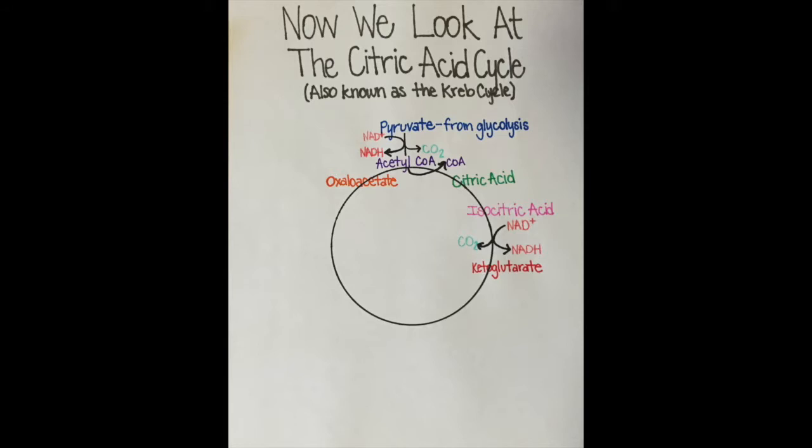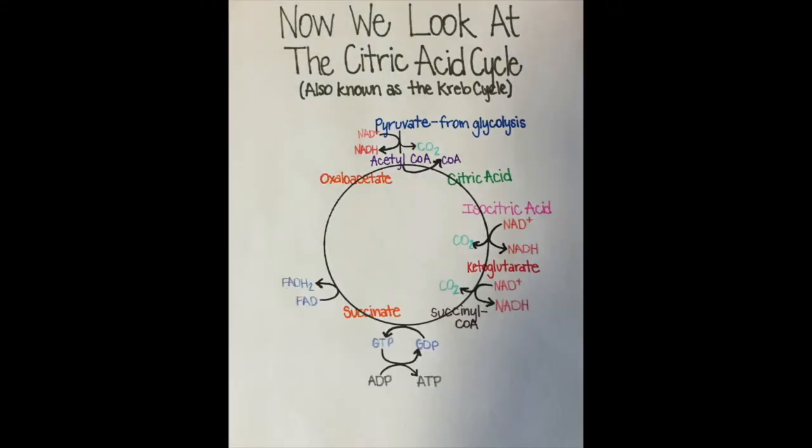Once it is oxidized, it is called isocitric acid. Next, more NAD+ goes in and NADH is released with CO2. All the CO2 that is released is later exhaled out of the body. Once this happens, succinyl coenzyme A is made.